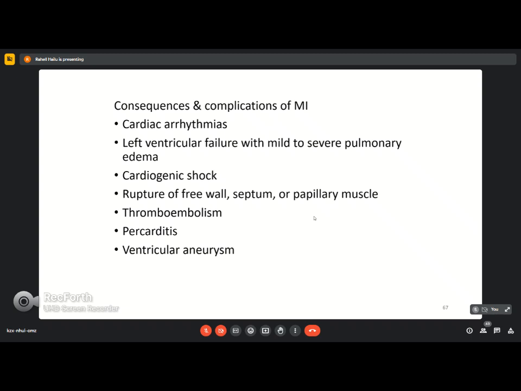So complications of MI: it can lead to cardiac arrhythmias, mostly because of the damage or even the death of those specialized myocytes you guys were talking about. So conduction abnormality might result in arrhythmias. And they might result in left ventricular failure, particularly with mild to severe pulmonary edema, congestive heart failure, and again, a major change of the ventricular wall fails to maintain the pressure and results in cardiogenic shock. And there might be a rupture of the free wall, the septum or the papillary muscle.